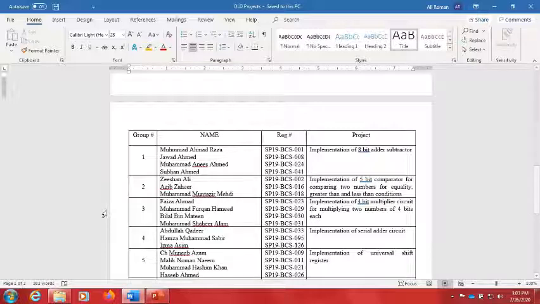The fourth group that consists of Kadir, Sabir and Isma. What you have to do is you have to implement a serial adder circuit. While we were studying the sequential logic design, we have discussed the serial adder circuit that has the capability to add two numbers serially. So what you have to do is you have to implement that.